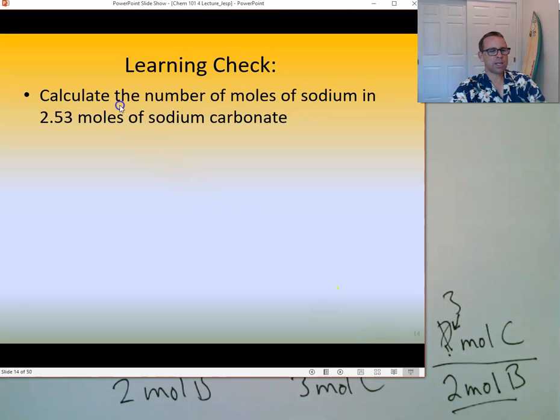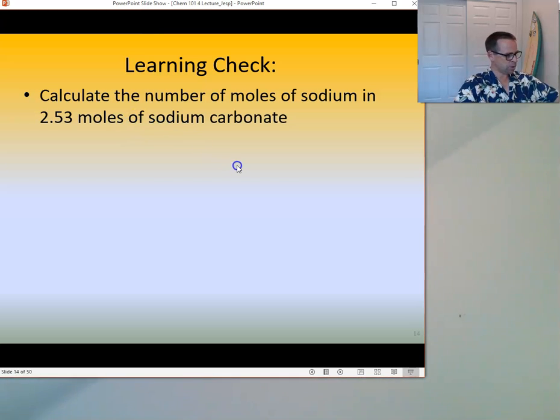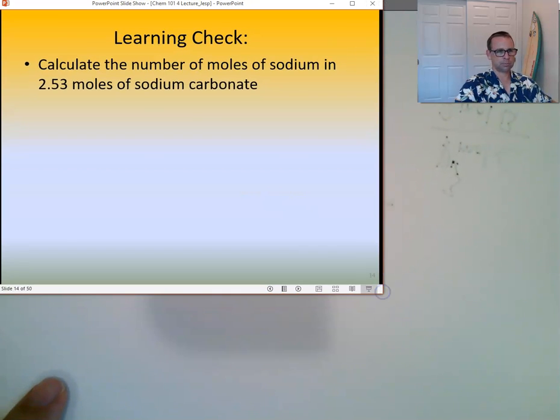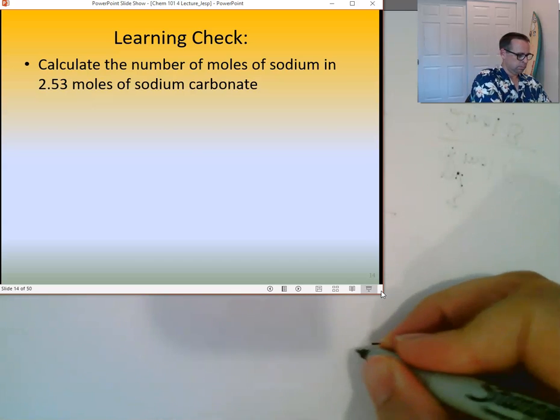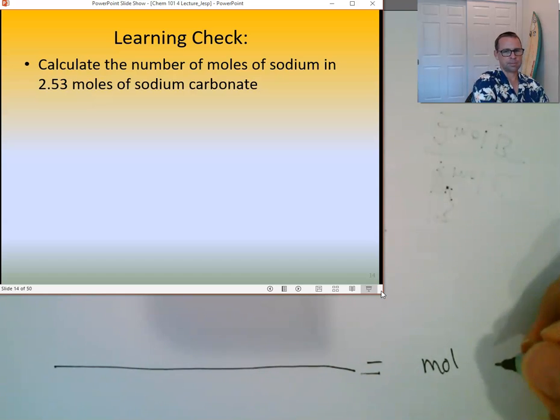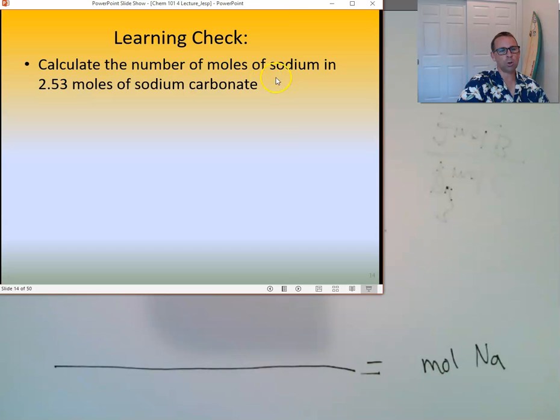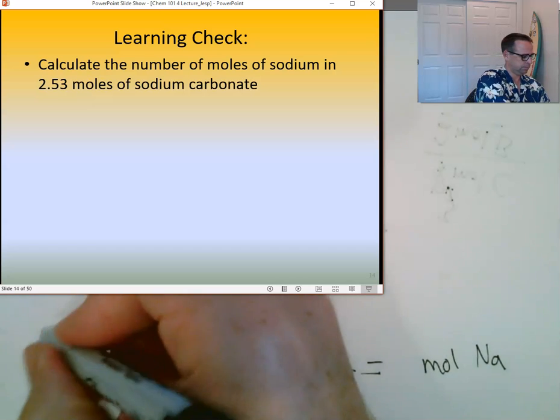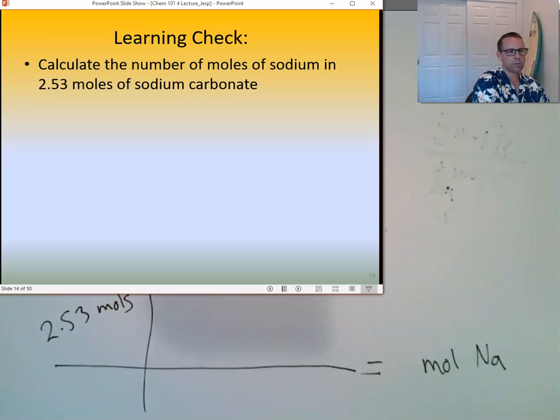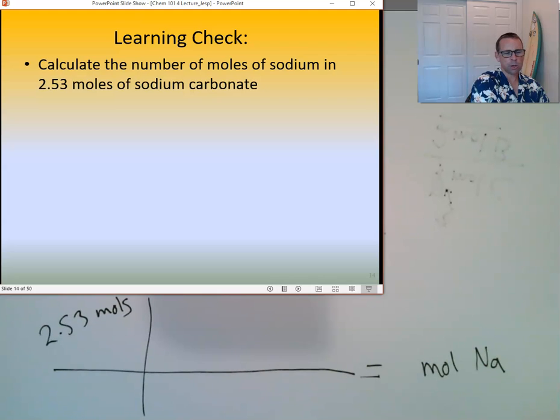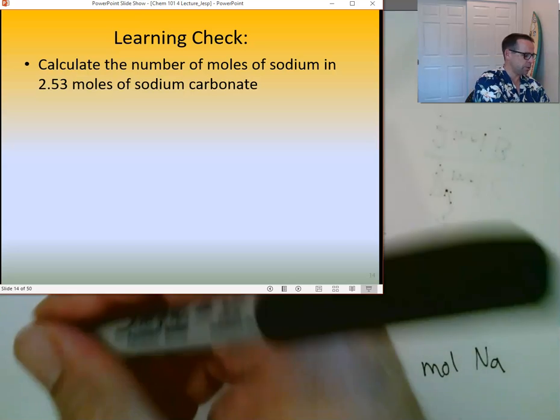All right, so can we calculate the number of moles of sodium in 2.53 moles of sodium carbonate? What goes to the right of our equal sign? Moles of sodium, because they're saying to calculate the number of moles of sodium. What goes up to the top left? 2.53 moles of sodium carbonate. What's the chemical formula for sodium carbonate?